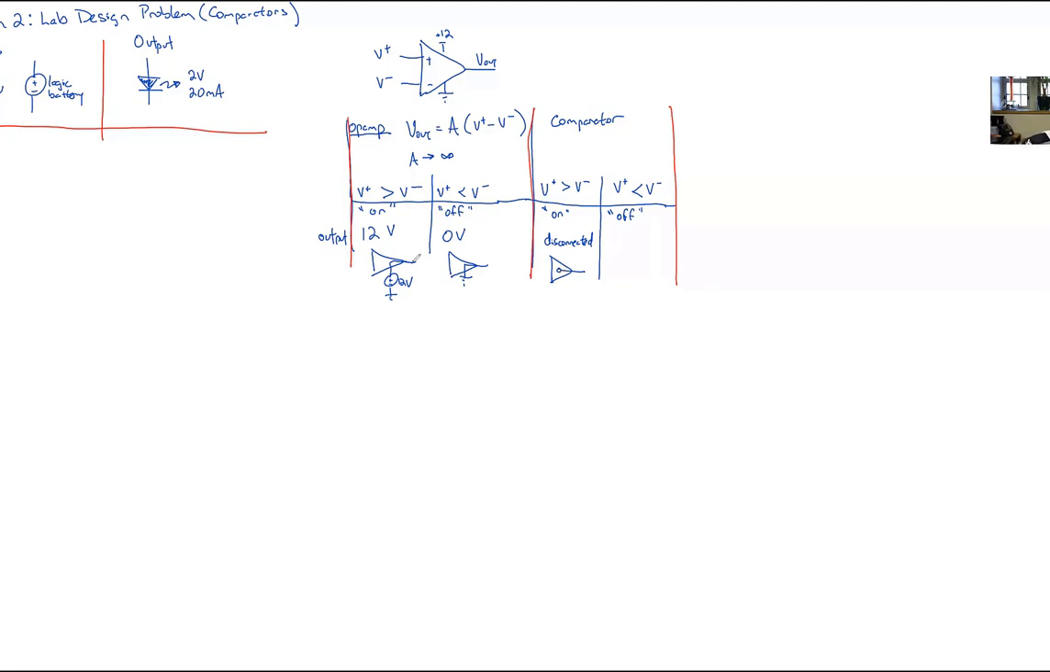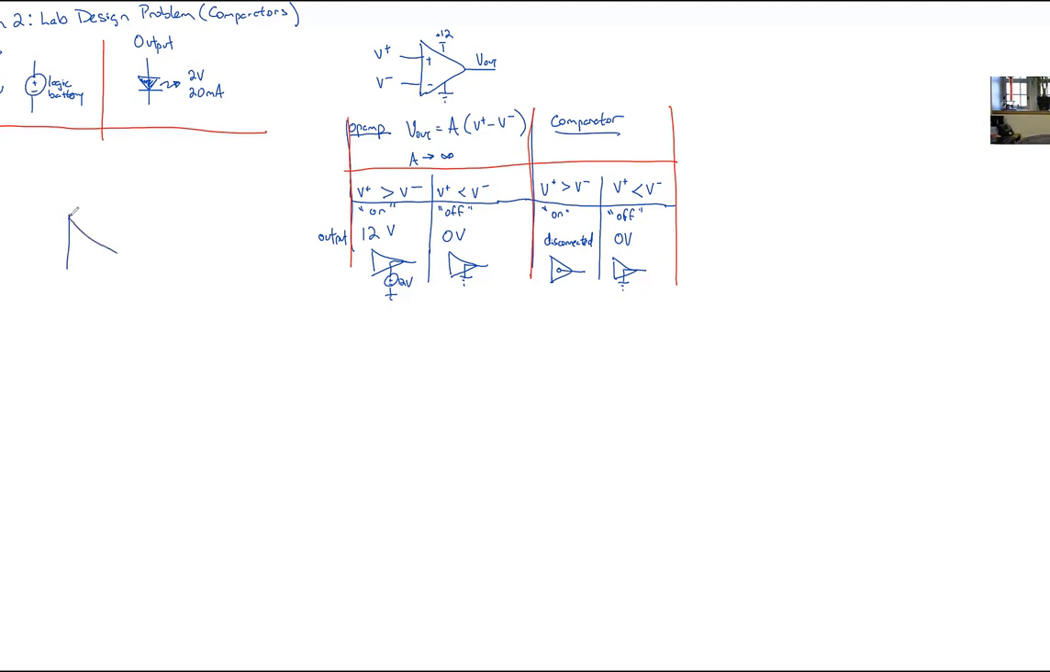For the op-amp version, you can put anything you want over here, and this will still be 12 volts. For the op-amp version, in the off case, it will be 0 volts on the output. For the comparator version, in the on case, it can be any voltage on the output because it's not connected to anything. However, the off case is the same as the op-amp version, and it does look like a ground. So this is the difference between the way that an op-amp works on the left and a comparator works on the right. Now, given that, let's start to examine our circuit.